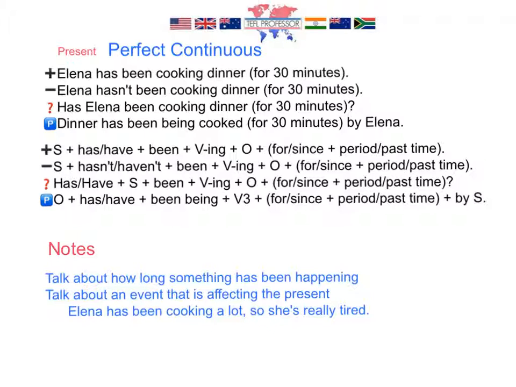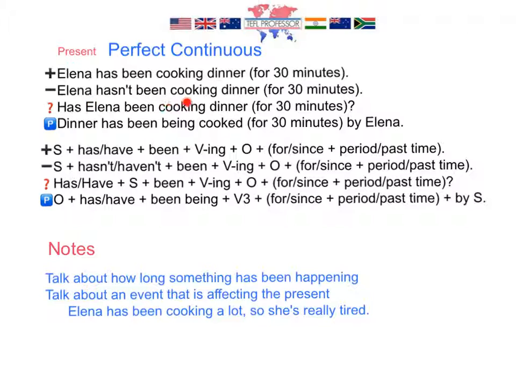So we form the present perfect continuous with the has or have plus been plus the ing, the gerund form of the verb. Elena has been cooking dinner. Now usually we want either for a period or since a past time. So Elena has been cooking dinner for 30 minutes. Or Elena has been cooking dinner since 30 minutes ago. Both of those are okay.